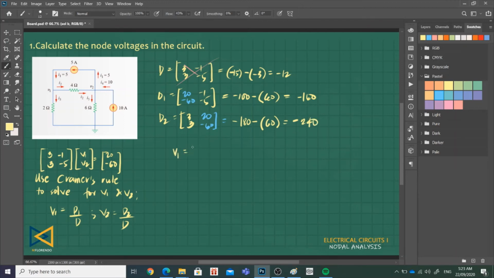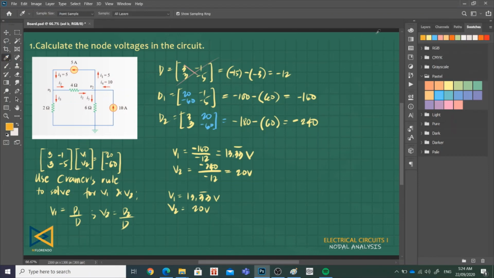And then, we can get V sub 1. V sub 1 is D1 over D. D1 is negative 160 over negative 12. So, V sub 1 is 13.333. Lagyan mo na lang ng horizontal line sa taas. That is volts. And then V sub 2 is D2 over D, negative 240 over negative 12. So, that is 20 volts. Okay, so ang sagot natin, V1 is 13.33 volts. And then V sub 2 is 20 volts. Okay, so this is our answer.